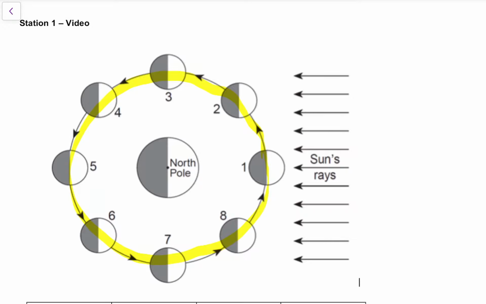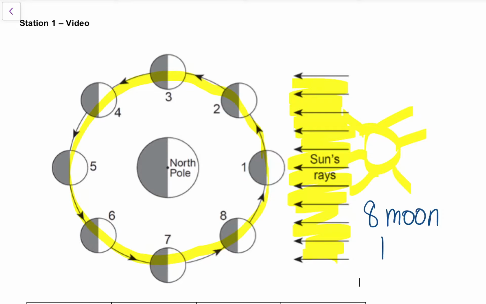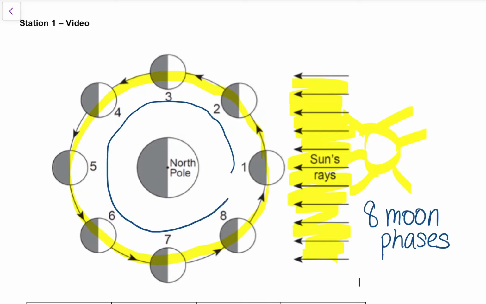And so remember, the light on the moon is not the moon making its own light. The reason the moon lights up is because we see the light from the sun lighting up the surface of the moon. So, there are 8 moon phases that are caused by us seeing different parts of the moon that's lit up as the moon revolves around the Earth.